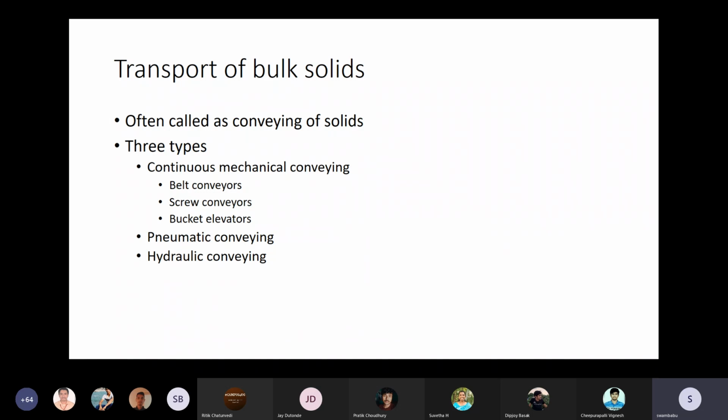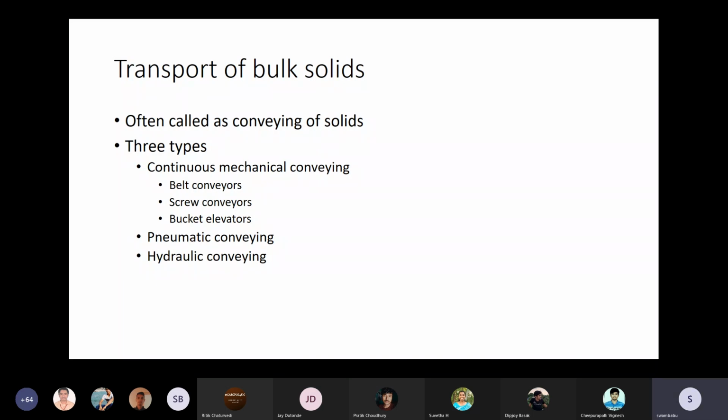If the particle size is very small, it can form dust easily, so you will lose the material during the transportation. That's why continuous mechanical conveying is used to transport the bigger solids, usually in the centimeter scale. If you pass by any chemical industry or any port, you would definitely see these continuous mechanical conveyors.